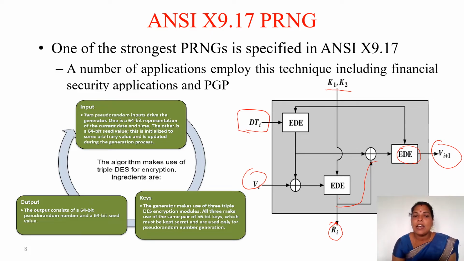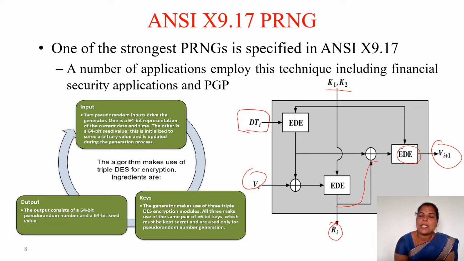Then the key: how is the key generated? The generator makes use of three triple DES encryption modules. All three make use of the same pair of 56-bit keys, which must be kept secret and are used only for this pseudo-random number generator. Likewise, the key is generated. So here we have two keys, K1 and K2. And then we have the output. The output consists of a 64-bit pseudo-random number and a 64-bit seed value. Ri is the pseudo-random number and Vi+1 is the seed value.